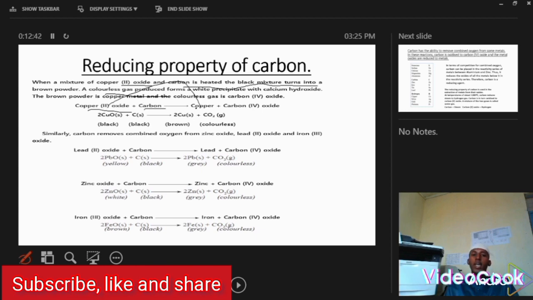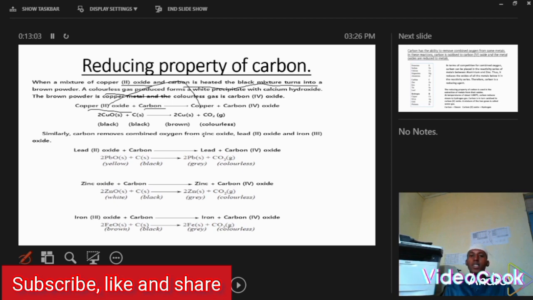So copper oxide plus carbon gives copper metal plus carbon dioxide gas. Copper oxide will be reduced to form copper metal. In turn, carbon will be oxidized to form carbon dioxide gas. So the color turns from black to red-brown copper metal.